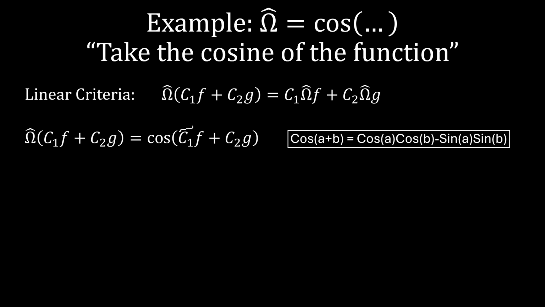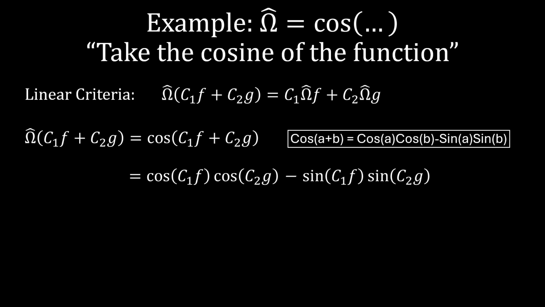So what we'll do is we'll call c1f a, and we'll call c2g b, and we'll use this identity to get that omega of c1f plus c2g is equal to cosine c1f times cosine c2g minus sine c1f times sine c2g.